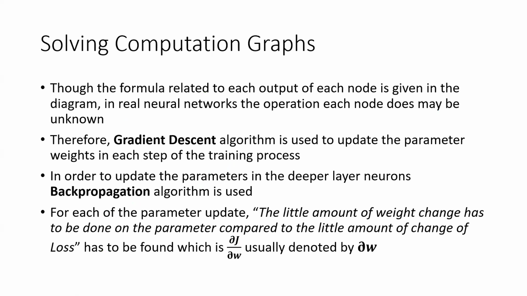So through the formula given in the diagram in neural networks, you can find the values for each of the nodes and do the operations in each node, then come to the final value, right?